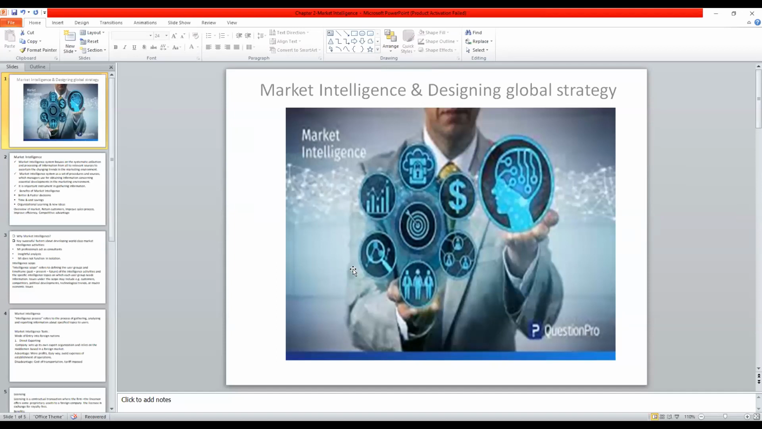This leads to the next part which we are discussing, that is market intelligence and designing global strategies. So unless and until you have the data, the pool of data or the market intelligence, one cannot think of designing a global strategy. One cannot move ahead with the strategic part. Hence, now we would be discussing this.